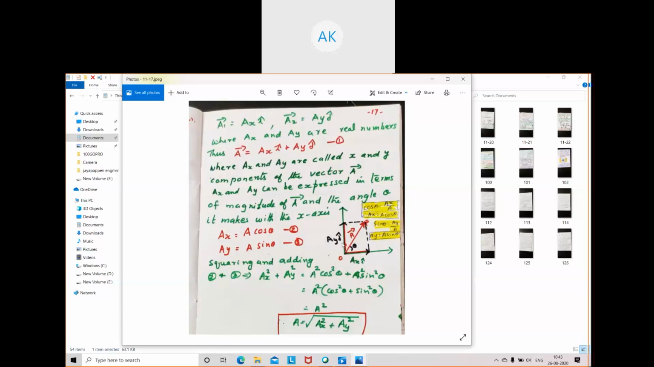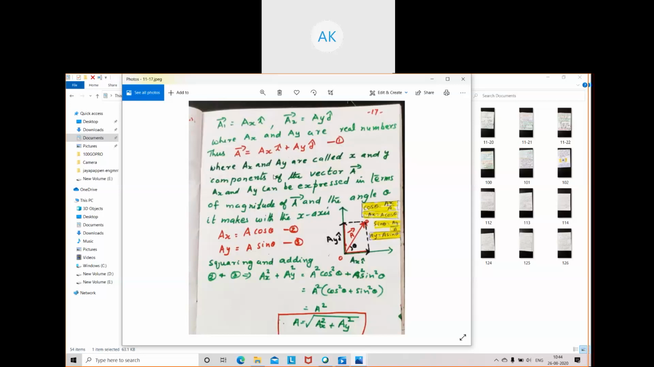Similarly, here we are expressing in terms of the unit vector along the y direction. This is j cap, so we write Ay j cap. Now we have A1 plus A2 equal to A. In place of A1, we write Ax i cap, and in place of A2, we write Ay j cap. So the equation is: vector A is equal to Ax i cap plus Ay j cap.